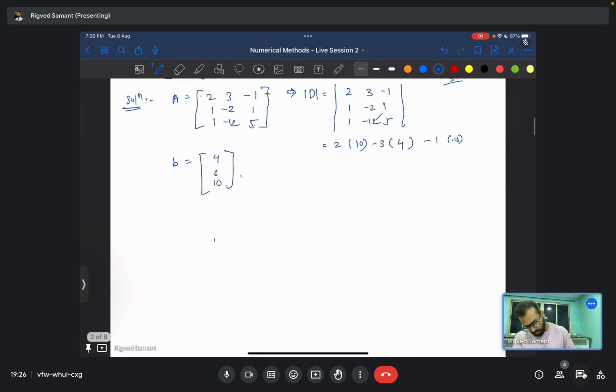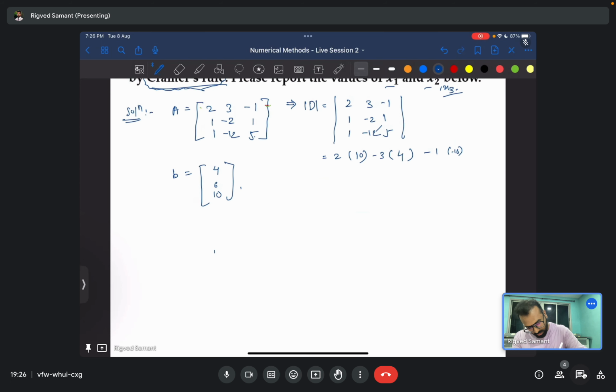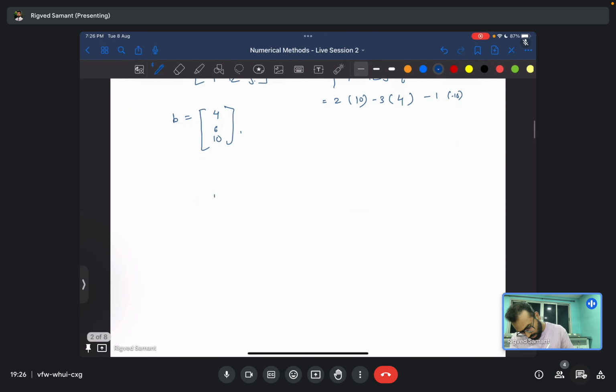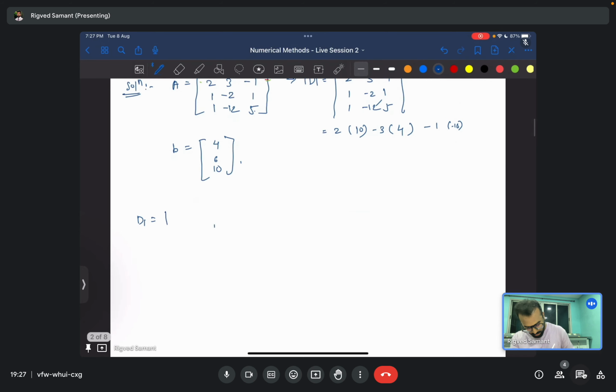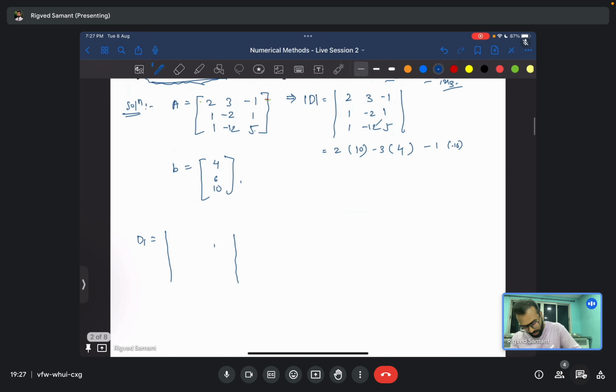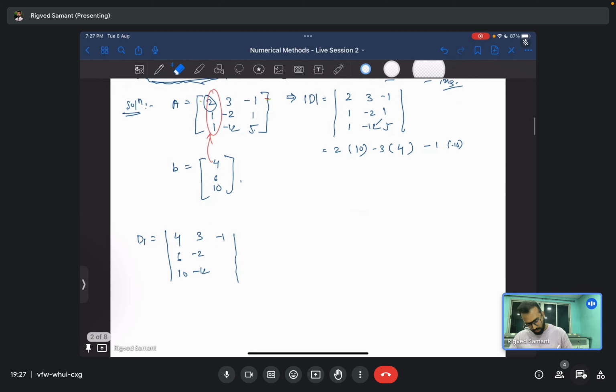So what we have to do, I actually got confused with this 2 by 2 and then solving it. So your d1 would be again a 3 by 3 matrix. So what you will do now, d1 would be at the first point, right? So you will hide this first column. Instead of that, you will put this column here, and take the determinant of it. So 4 6 10, 3 minus 2 minus 12, minus 1 1 5. So take the determinant of it. So 4 into 2 minus 3 into 20 plus minus 1 into minus 52.